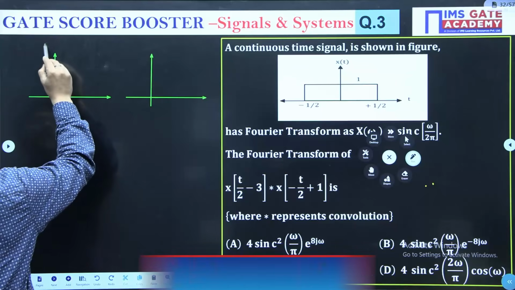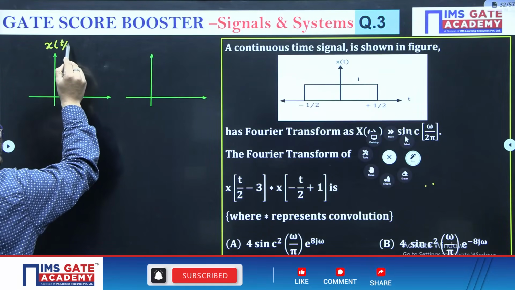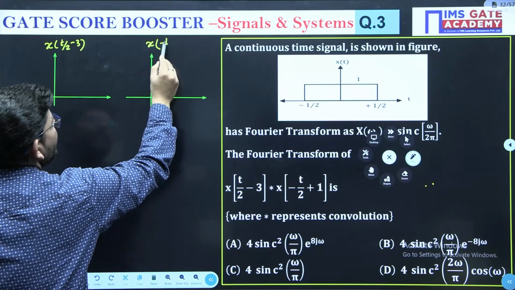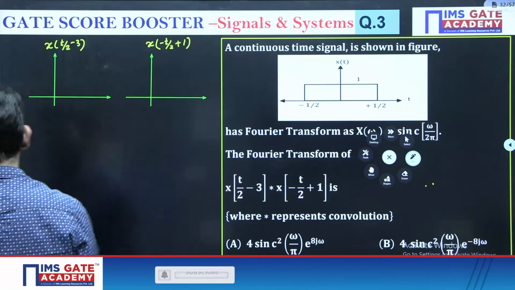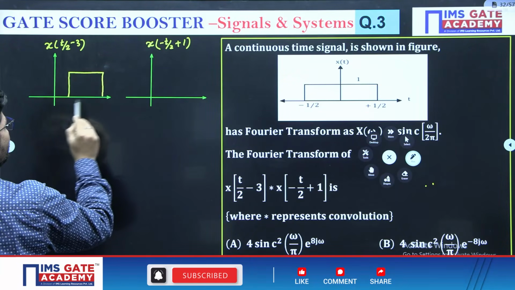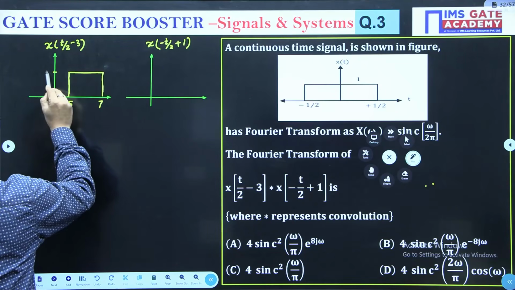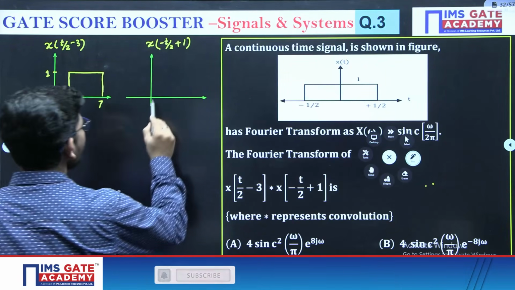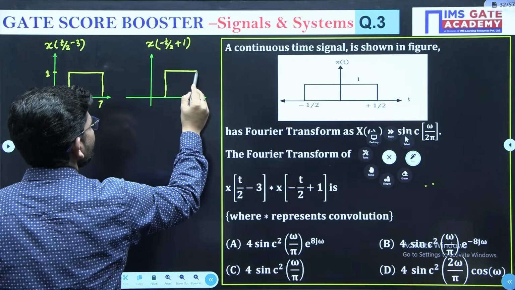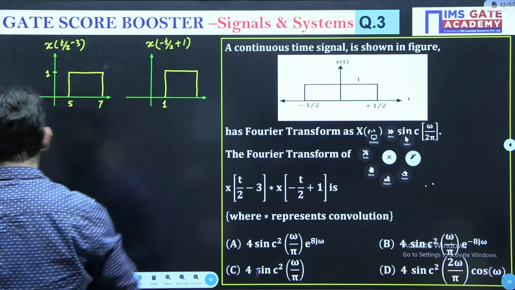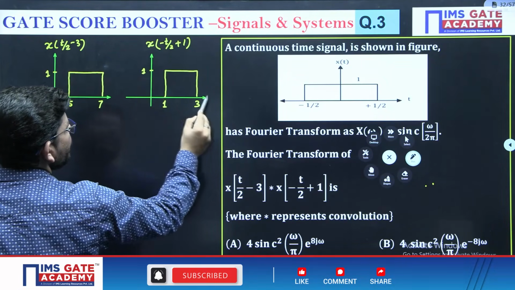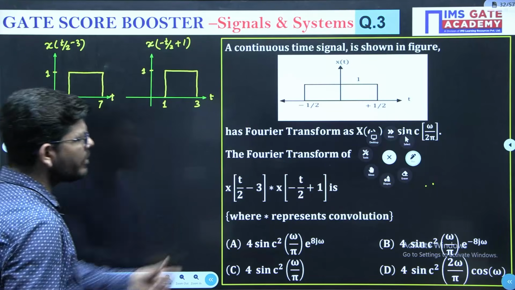x of t/2 -3 and here x of -t/2 +1. So I will get these two rectangular pulses. This will be from 5 to 7. The magnitude will remain the same because we are not doing anything to the magnitude. And the other signal will be from 1 to 3, and the magnitude is the same. So these are the two rectangular pulses that we have.